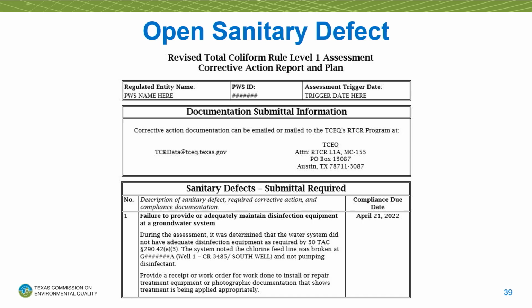Then at the bottom, that third box is the actual sanitary defect information. Just to note, it again tells you here that submittal is required, just as another reminder. And then the bold statement below that is the sanitary defect itself, and that will be followed up with a paragraph describing the findings, the corrective action required, and the documents that are required to close that out. And then additionally, over on the right side, you will find the due date for that corrective action.